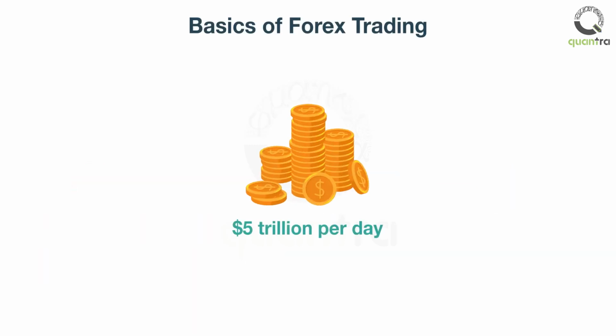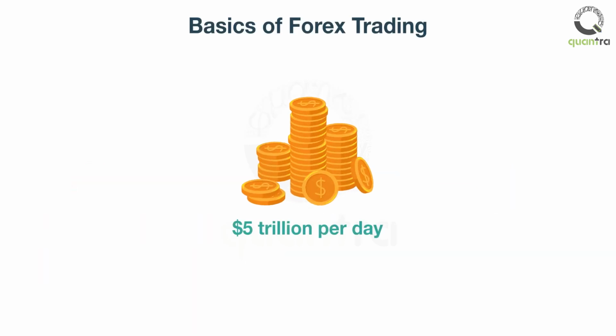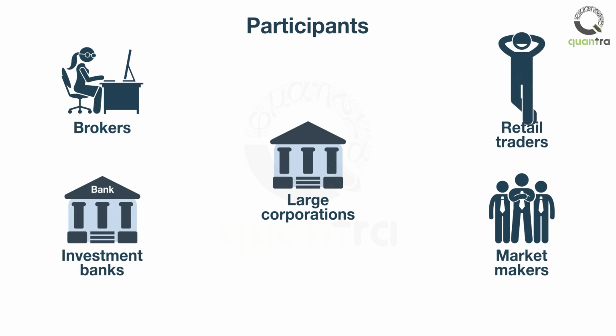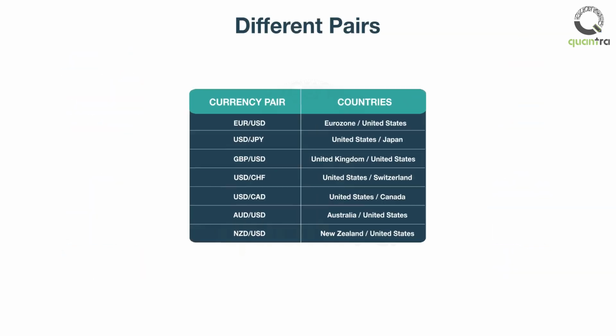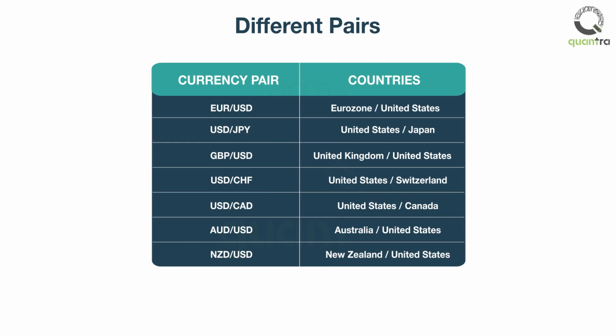The Forex market currently has a volume of more than $5 trillion per day. This is one of the most matured and actively traded markets in the world, with participants such as retail traders, brokers, investment banks, large corporations, and market makers. In Forex market, the value of a currency is determined relative to another. A few of the currency pairs are listed here.